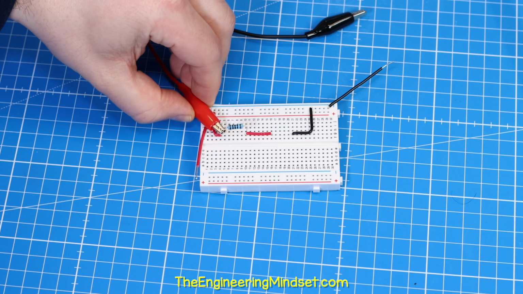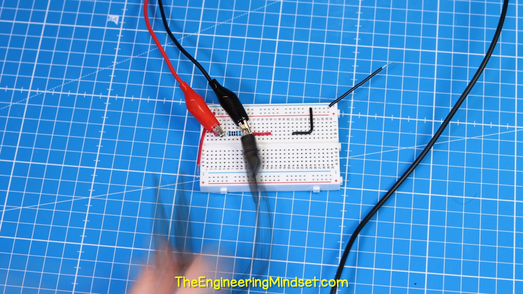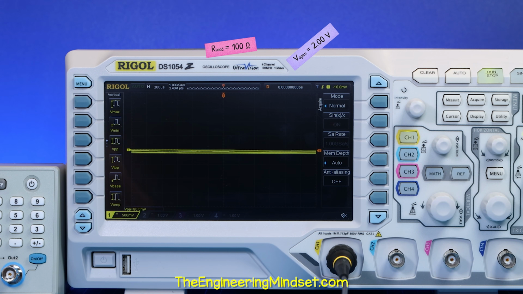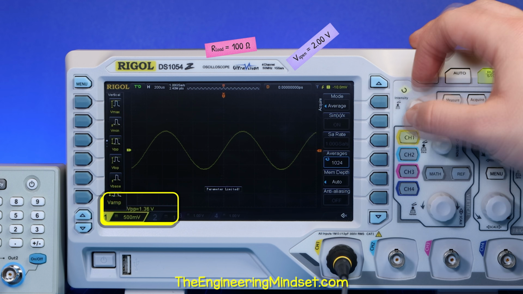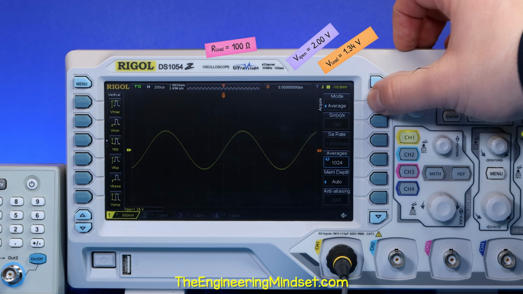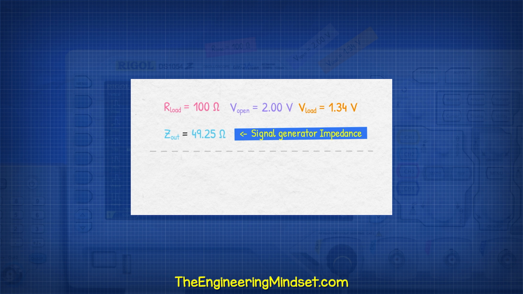Now connect the signal generator across the resistor, and then also connect the probe across the resistor. The signal is then shown on screen, but the peak-to-peak voltage will have reduced. Again, use the average mode, write down the value, and then turn back to normal. Use this formula and insert your values. Write down your answer, which is likely around 50 ohms impedance.